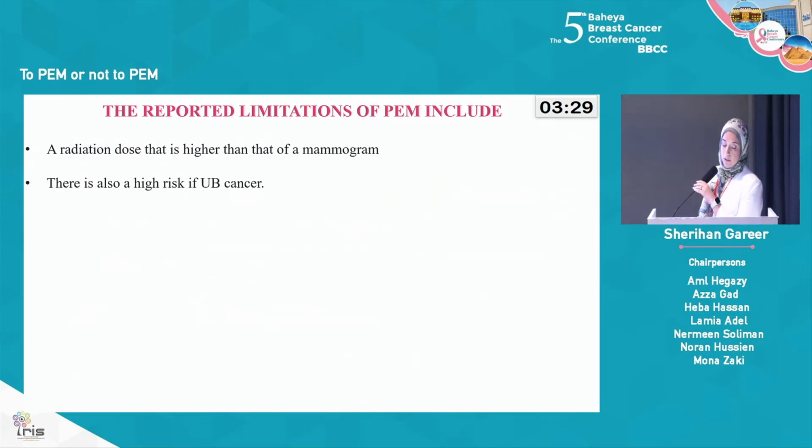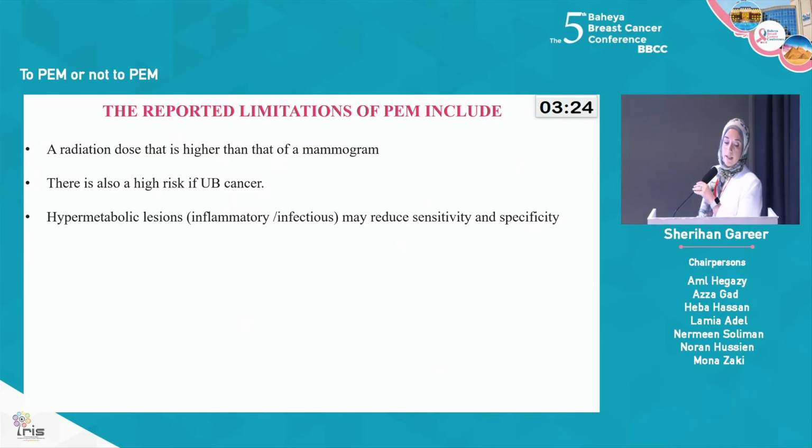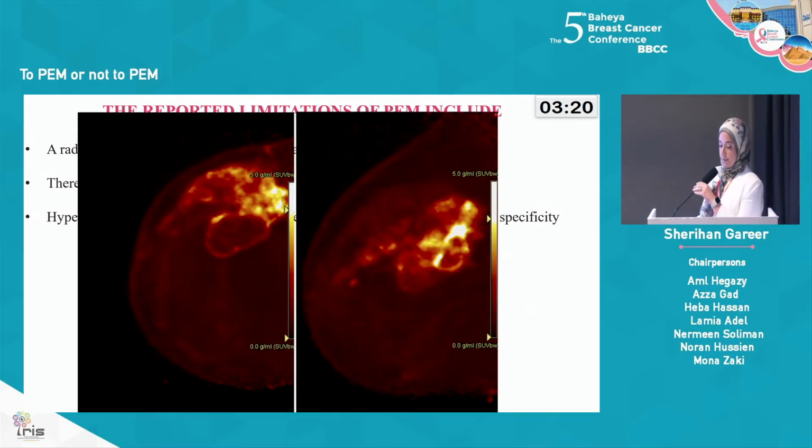There's also a higher risk of urinary bladder cancer because that's where the tracer accumulates the most. It could be confusing in hypermetabolic lesions. This is also a case done in Bahia where there was confusion of whether this was a malignant lesion or not, and at the end it turned out to be inflammatory.